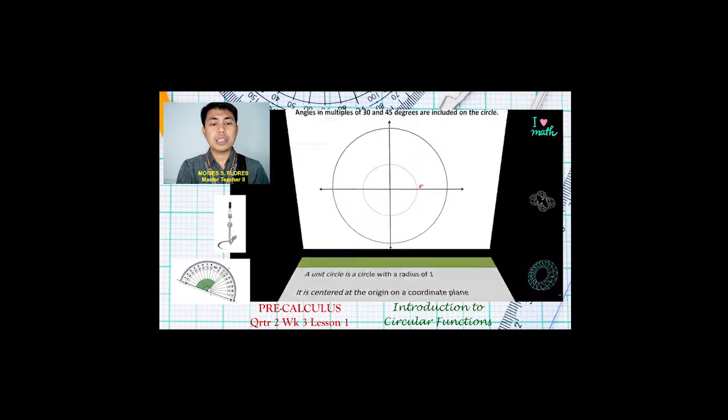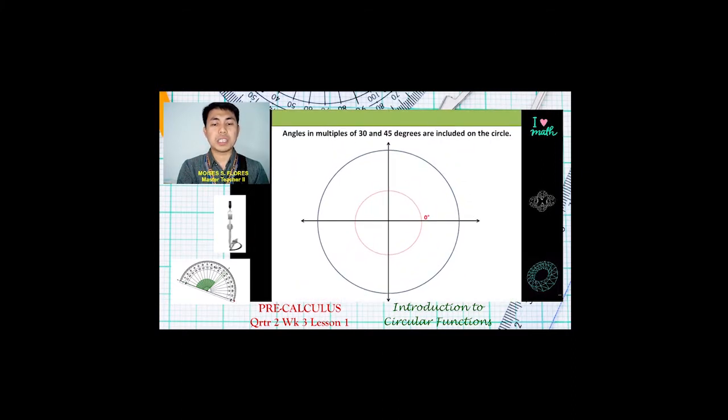Let us show the angles included in the unit circle in terms of degrees. Let us find the different multiples of 30 degrees, then of course the multiples of 45 degrees. Let's start with the 30 degrees: 30 degrees, 60 degrees, 90 degrees, 120 degrees, 150 degrees, 180 degrees, 210 degrees, 240 degrees, 270 degrees, 300 degrees, 330 degrees, and of course 360 degrees, which completes one revolution.